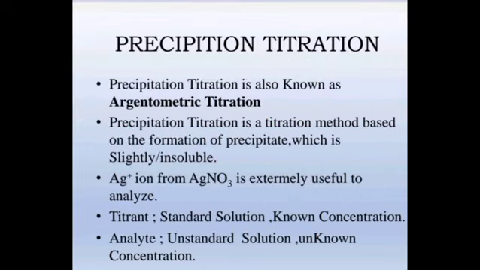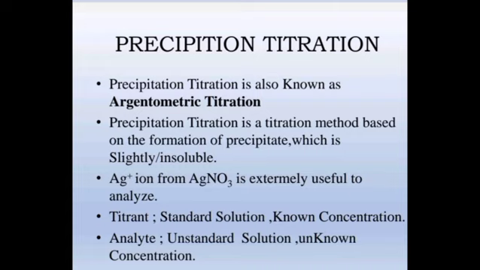Next, I will see the first content, that is precipitation titration. Precipitation titration is also known as argentometric titration. The other name of precipitation titration is argentometric titration. Both are the same. Precipitation titration is a titration method based on the formation of a precipitate which is slightly soluble or insoluble. Next, the Ag+ ion from AgNO3 is extremely useful to analyze.